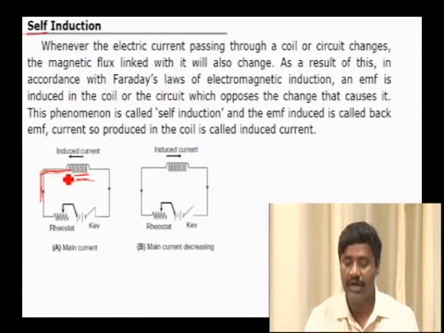We all know current is responsible for magnetic field. When current through the coil changes, the magnetic field through the coil also changes. Magnetic field linked with the coil also changes. Due to the change in the magnetic flux linked with this coil, EMF will be induced. But remember, the EMF induced always opposes the cause. Look at the direction of the induced current. This is the direction of the inducing current, which is also called main current.